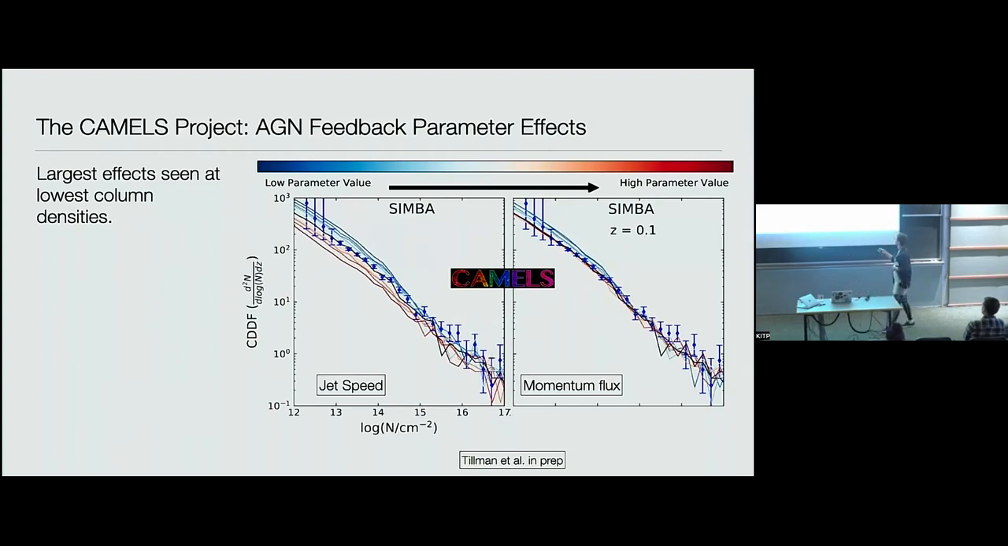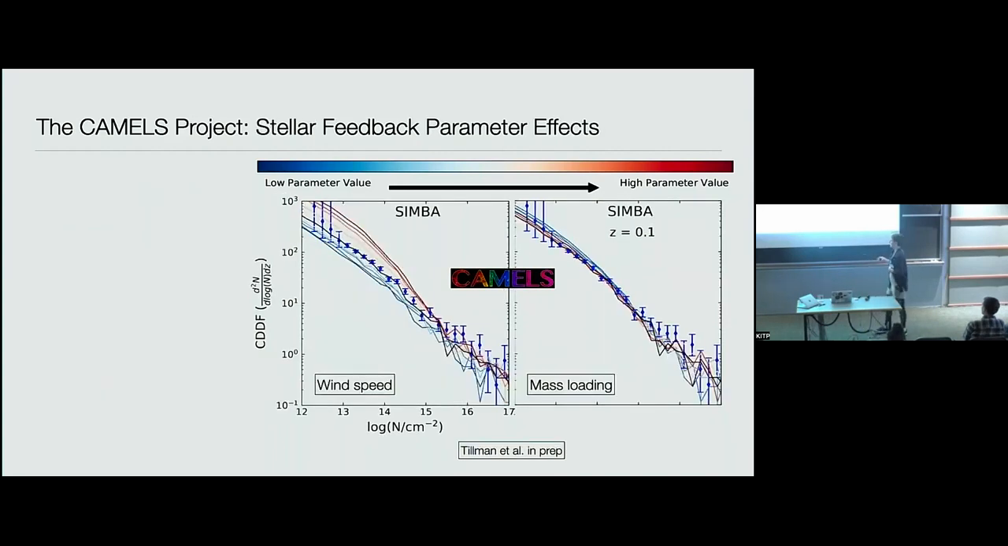And we also see that jet speed is the dominating factor. This makes sense. Jet speed was the one that affected the Lyman alpha forest when we looked at all of the different feedback modes in Simba. Looking at the stellar feedback, okay, this is crazy. This shouldn't be happening, right? Stellar feedback can't reach the IGM. It looks just like the AGN feedback effects.